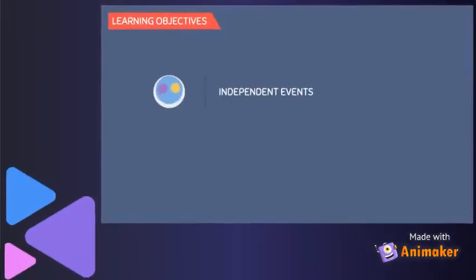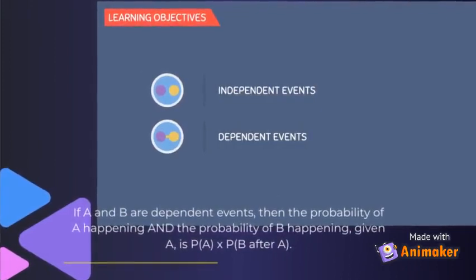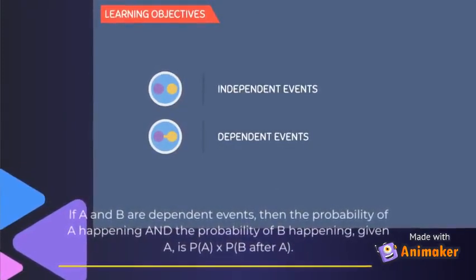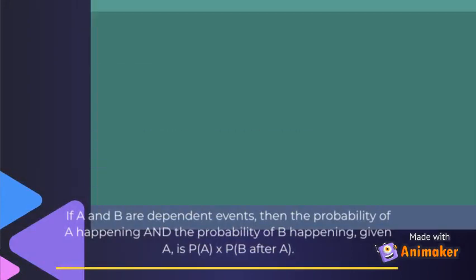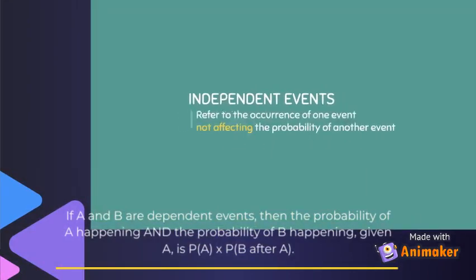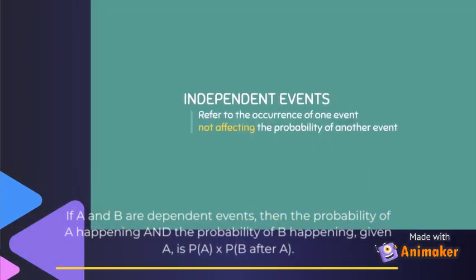So we'll be talking about independent events and dependent events. Both of these events will be defined with respect to probability. What are independent events? Independent events refer to the occurrence of one event not affecting the probability of another event.